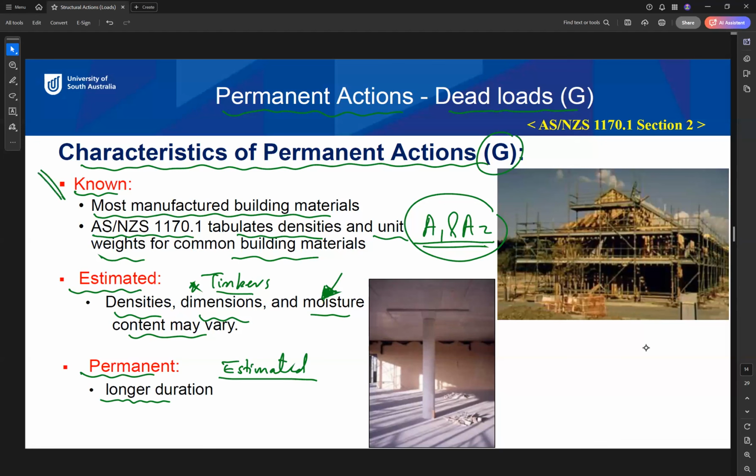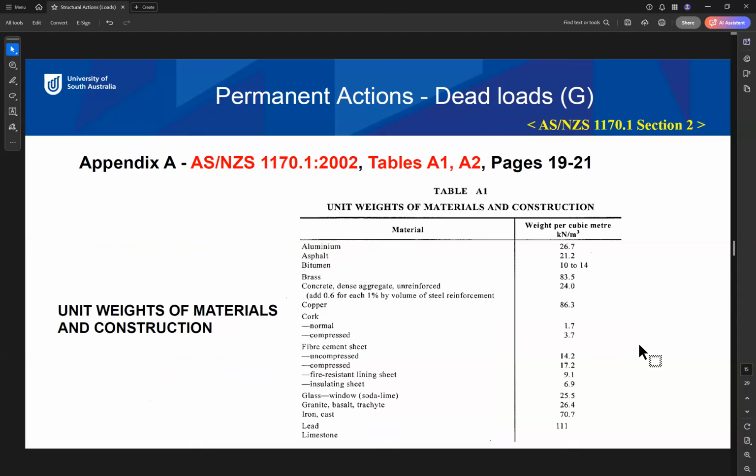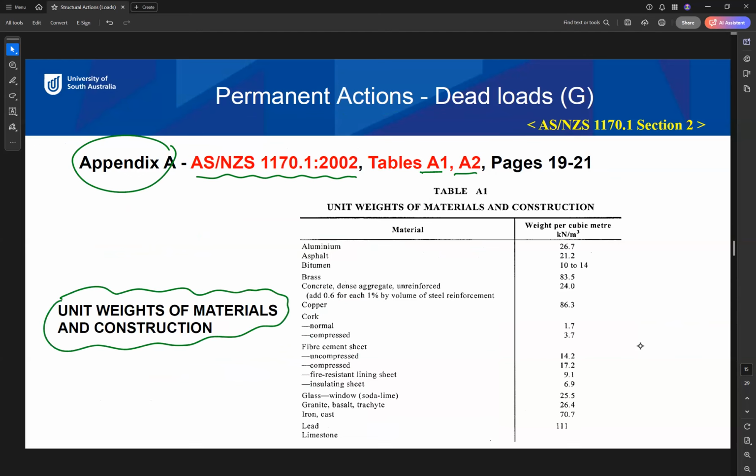Okay, so mainly in our course we are working with the known materials or the common manufactured materials that are available in the market, and we have exact information about the weight of these materials. And here is a table example from appendix A, table A1 and A2 of the Australian Standard 1170.1. These tables give us the unit weight of the materials in the market.